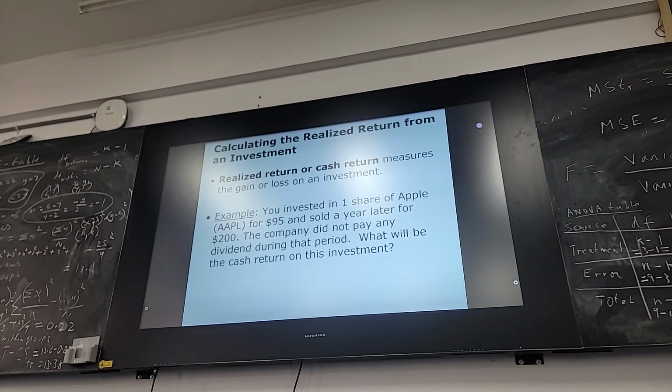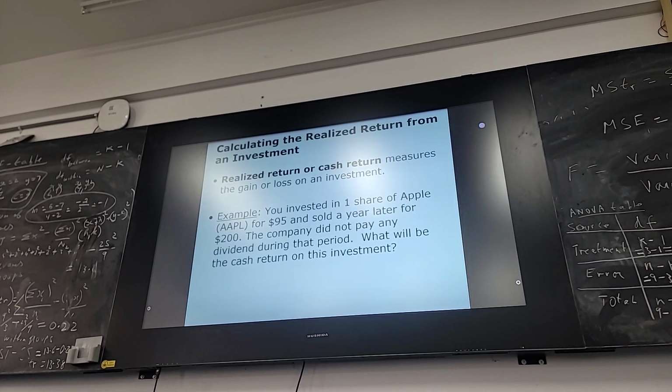Okay, so first, very simple. How do you calculate the realized return? This is just basic arithmetic. Sorry for insulting your intelligence. So it's already happened. What's the realized return, the gain or a loss? You invested in 1 share of Apple for $95 a share, and sold it a year later for $200. The company did not pay any dividend during that period. What was the cash return on that investment?